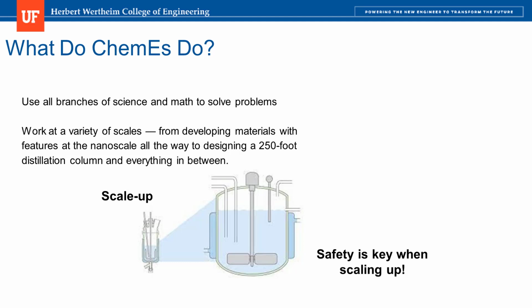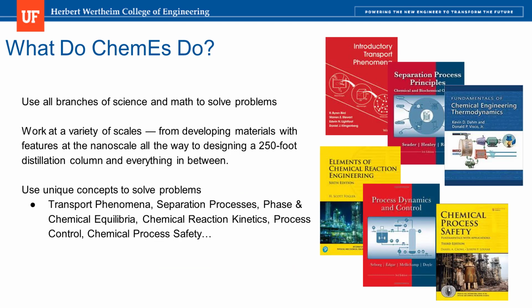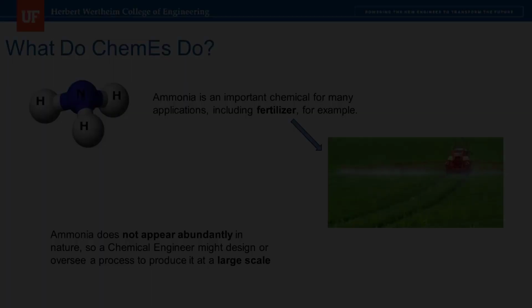Process scale-up might seem trivial, but be assured that it isn't quite as easy as multiplying everything by a scalar. There are nuances and pitfalls of scale-up that a chemical engineer must be aware of, particularly in the areas of process safety. There are many topics that you'll learn about as a chemical engineer that are unique to our discipline. For example, transport, separations, phase equilibria, kinetics, process control, and safety. These words might sound somewhat confusing to you now and possibly intimidating, so let's look at an example.